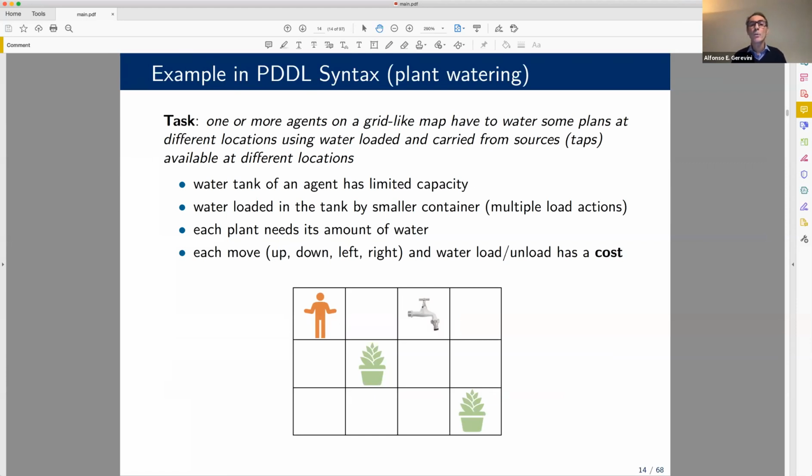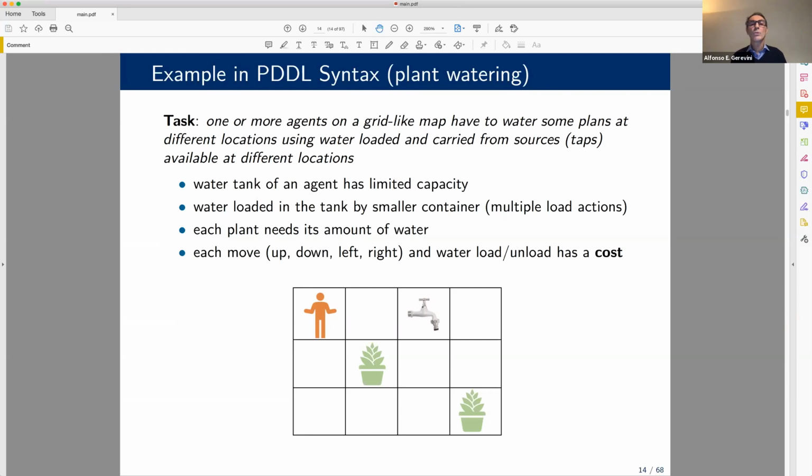We have one or more agents on a grid-like map that have to water some plants at different locations, using water that is loaded and carried from sources, taps available at different locations. Each agent has its own tank that has a limited capacity. So when the agent loads the tank, it has to use also a smaller container, because it cannot put the container directly under the tap. And so it needs to do multiple load actions. Each plant needs its own amount of water, and each move of the agent and each load and unload of the water has some cost.